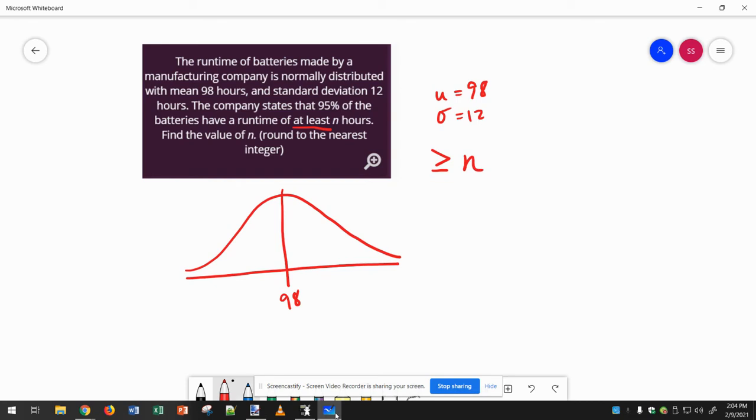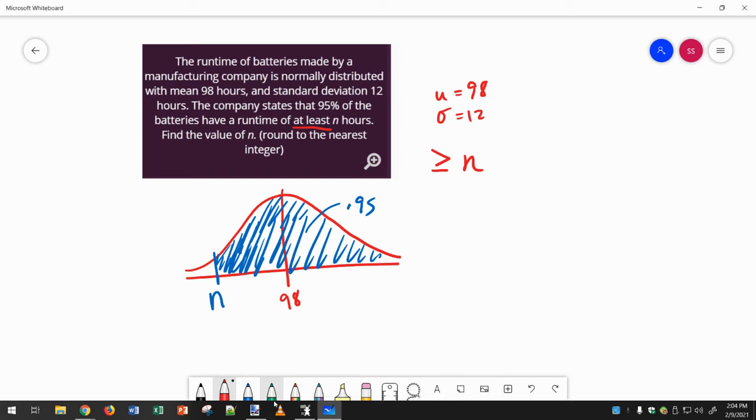So that means 95% is most of this curve. Remember, the whole thing is 100. So at least n, and that means n is right here. So all this blue shading is the 95, and this, let's make it green, is going to be the rest of the curve, which is 0.05.